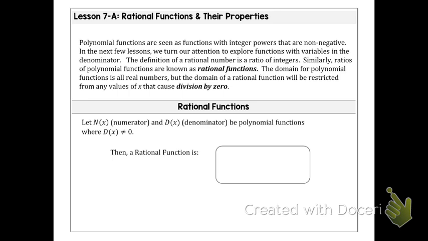All right, so the domain for polynomial functions is all real numbers, but the domain of a rational function will be restricted from any values of x that cause division by 0. So it says, let n of x, our numerator, and d of x, our denominator, be polynomial functions where d of x cannot equal 0. Then a rational function, which we're going to call r of x, is equal to n of x divided by d of x.